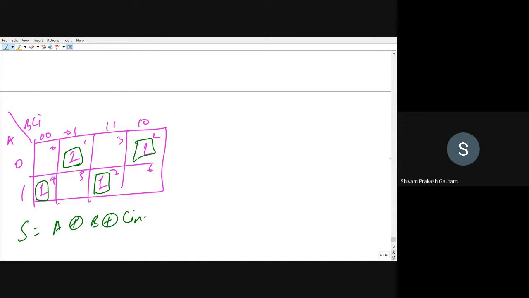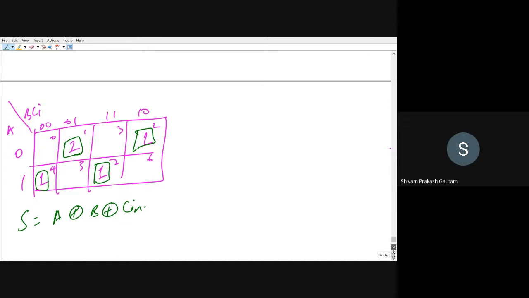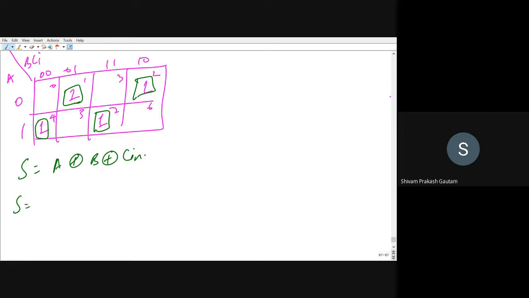Just wait. If you have any doubt in this, let me write the sum expression again. Let us suppose this is our first combination. For this combination, what will be the expression? A bar B bar C in, plus this is second, A bar B C in bar, plus this is third, A B bar C in bar, plus A B C in. Is this expression clear?